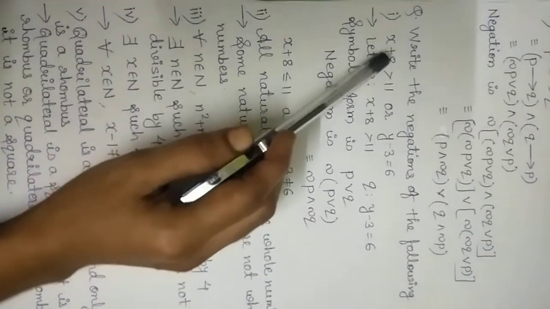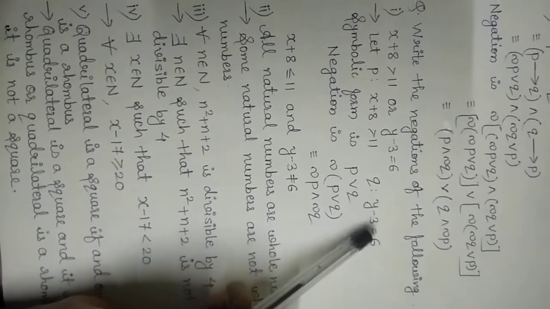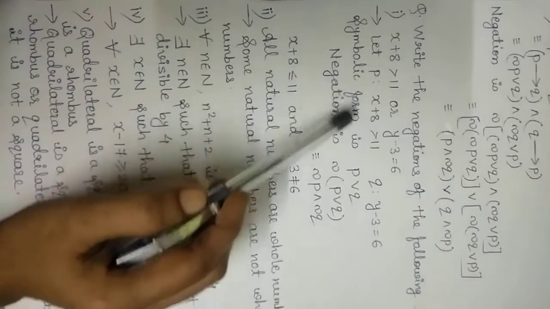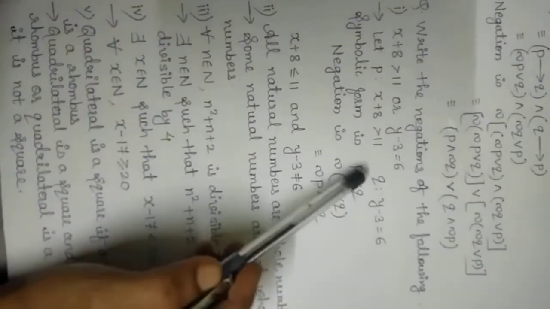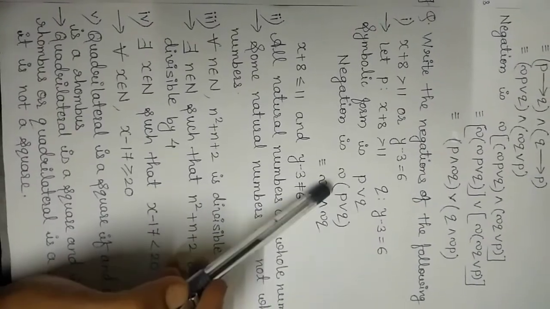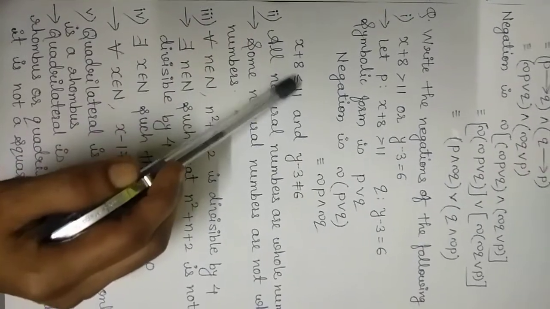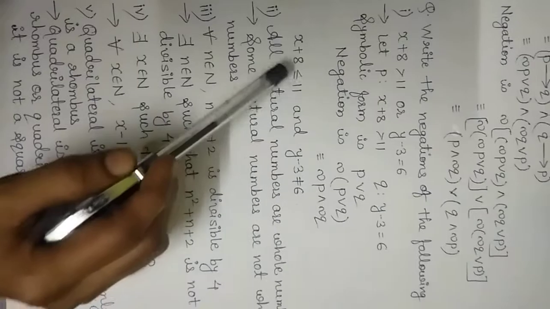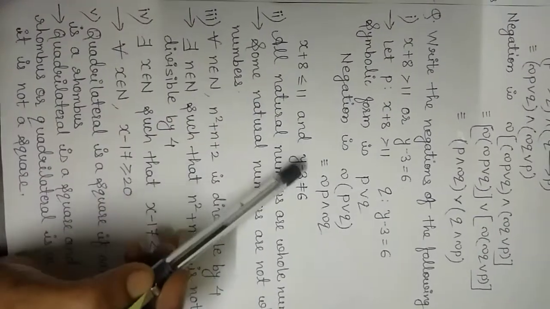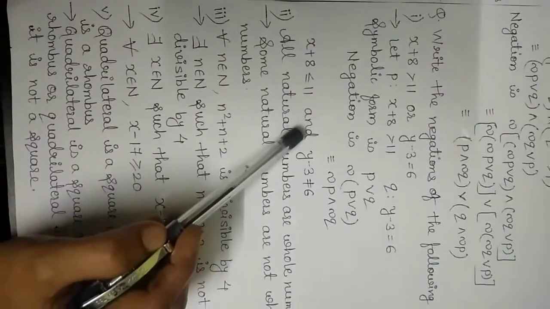So here P will be x plus 8 is strictly greater than 11, and Q will be y minus 3 is equal to 6. So the symbolic form is P or Q. Now we know how to find the negation for this. The negation will be negation of P and negation of Q. Now by using this symbolic form, we write the statement: x plus 8 is less than or equal to 11, because we want the negation, and y minus 3 is not equal to 6. These two statements are written in the form of negation, and this or will become and.